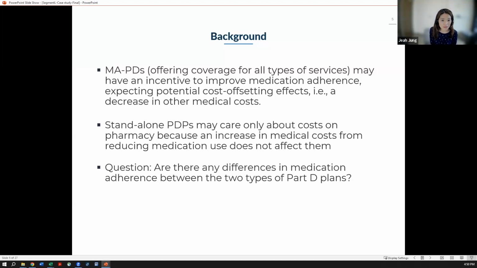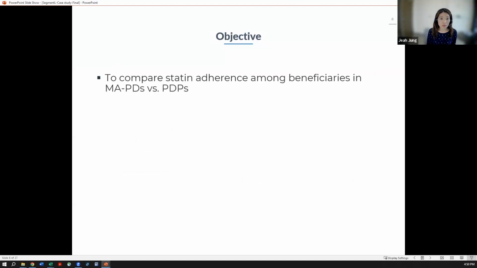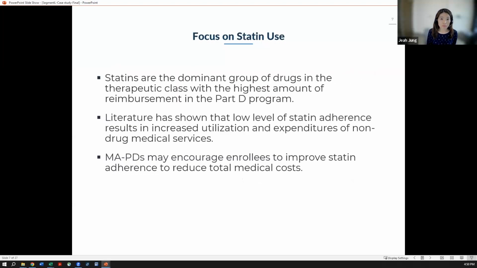So there was a hypothesis. Our expectation, so the question was, is there any difference in medication adherence between these two types of Part D plans? And our hypothesis is probably MAPD enrollees will have better or improved medication adherence rates compared with those in standalone PDPs. Right, so let's compare statin adherence among beneficiaries in MAPDs versus PDPs.